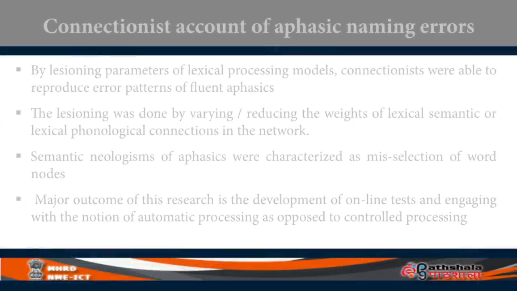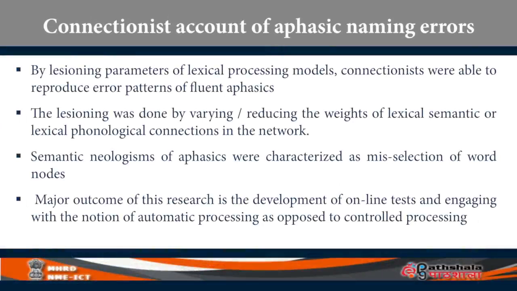What is the proof that connectionism is a better way of explaining language processing in the brain than the modular models like Ellis and Young we discussed earlier? These are all computer based models. Mostly computer scientists, in interaction with linguists and neurologists, develop these models. So what they do is, on the computer they artificially lesion certain connections. Lesion means cut off, literally create a lesion by cutting off certain connections, and then see what kind of errors the computer generates, and see whether the mistakes the computer makes resemble those patients make, alright. So the lesioning is done by varying or reducing the weights of lexical semantic or lexical phonological connections in the network.